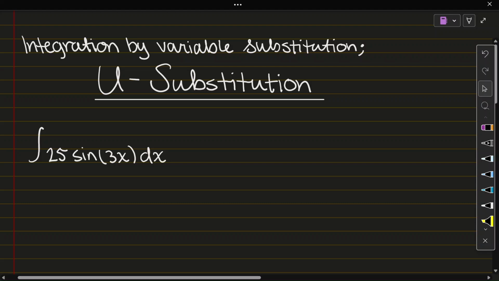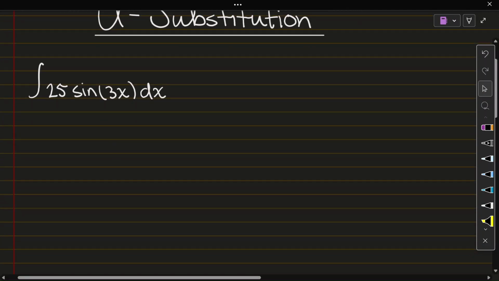So in this video, I wanted to discuss U-substitution a little bit and give some examples of problems where U-substitution might come up, and then also how to solve those problems. So let's start with this first problem here, the integral of 25 sine 3x dx.